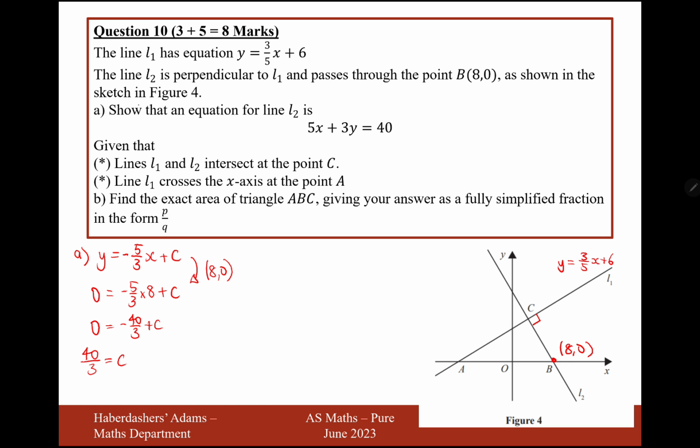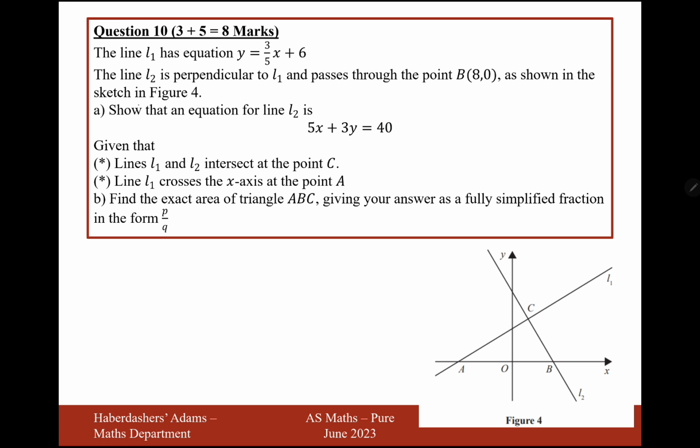So our equation is y equals minus 5 over 3x plus 40 over 3. To finish part A, we now need to just rearrange it into this form here. So we're going to multiply through by 3. And then we're going to add the 5x to the other side. So it becomes 5x plus 3y equals 40. And there we are, that's the answer to part A.